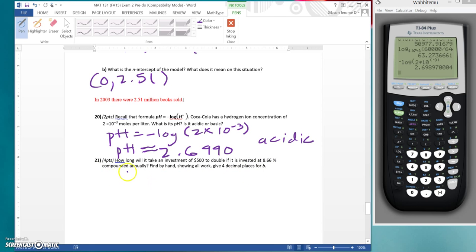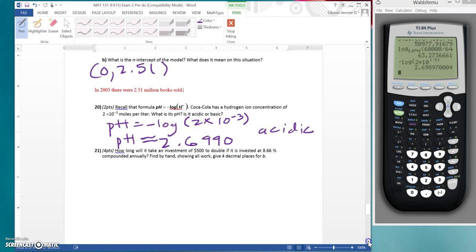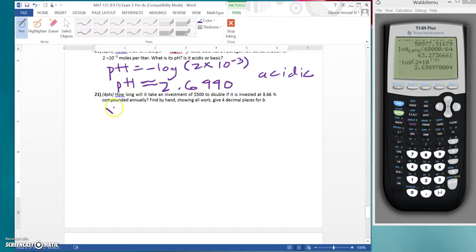Okay, now with 21, it says how long will it take an investment of $500 to double if it is invested at 8.66% compounded annually? Find by hand, showing all work. Give 4 decimal places for B. Okay, so now we will have y is equal to $500, and we will multiply that by, because remember, it's at 8.66% interest, so we have to add 100% to that. So it'll be 1.0866 to the t, because it's increasing every year by that amount.